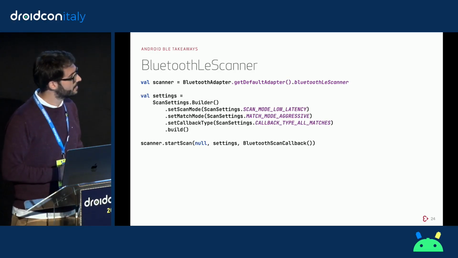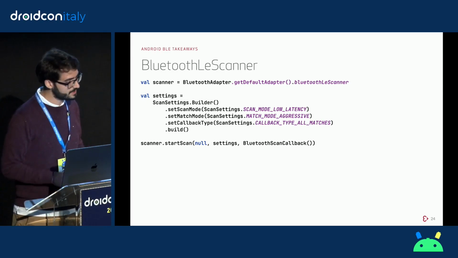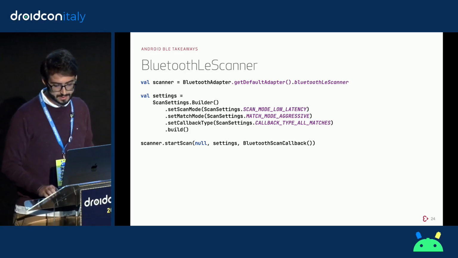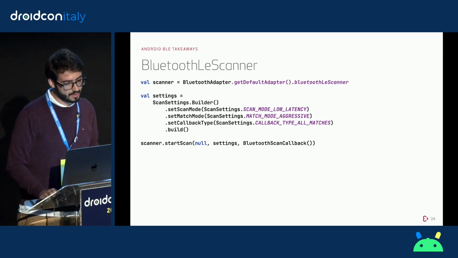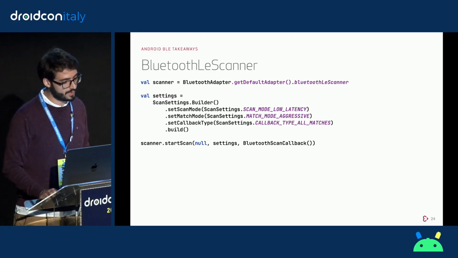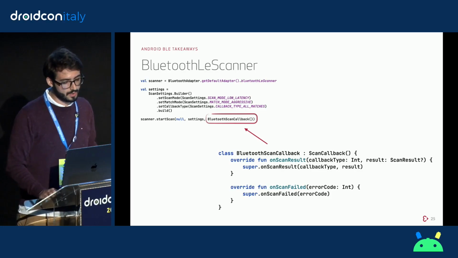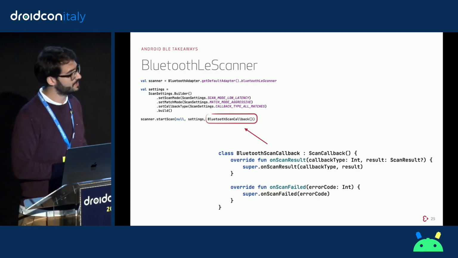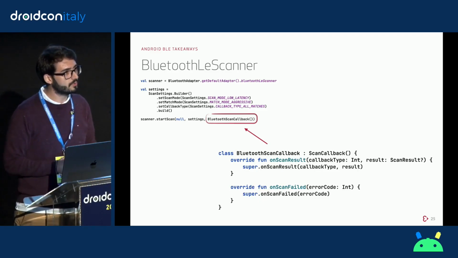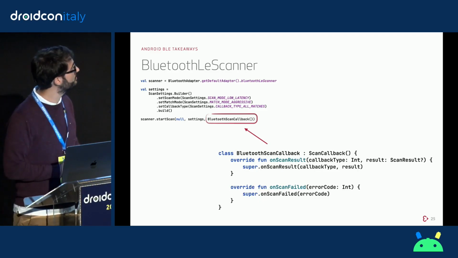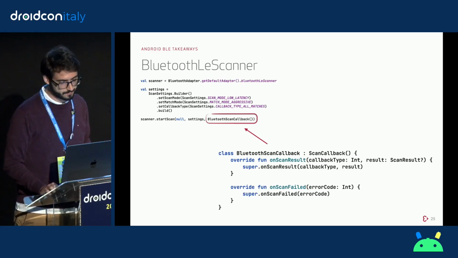We can set some settings, and with the start scan method we can start the scan, passing an object that will receive our result. It's a very simple interface: we need to pass an object that implements it. It has one method to receive the result and one method to receive errors.